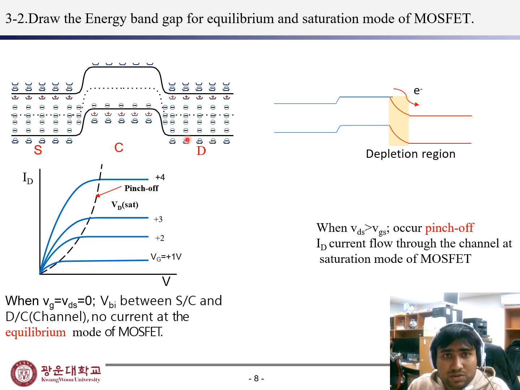But in saturation mode of MOSFET, the VDS, this terminal voltage, is greater than the gate and source, and pinch off occurs. That's why the current flowing through the channel here creates a depletion layer.